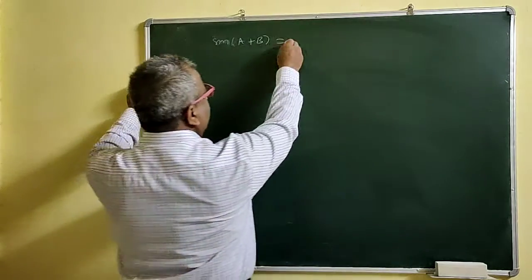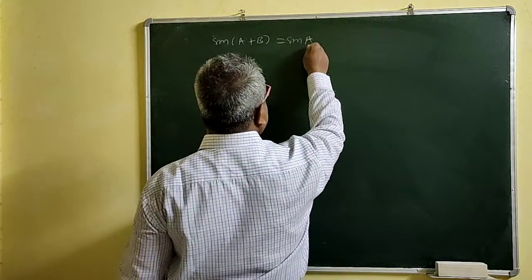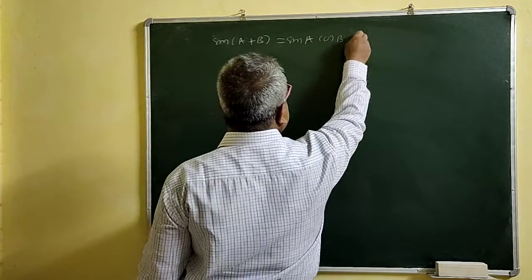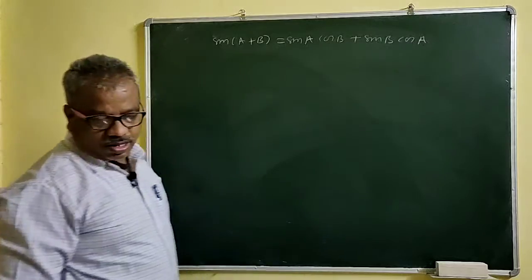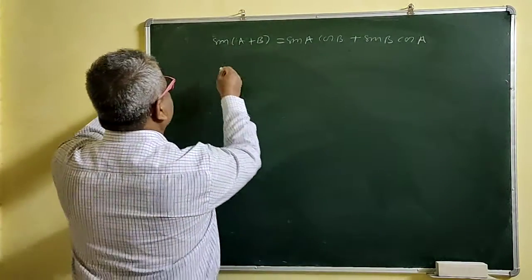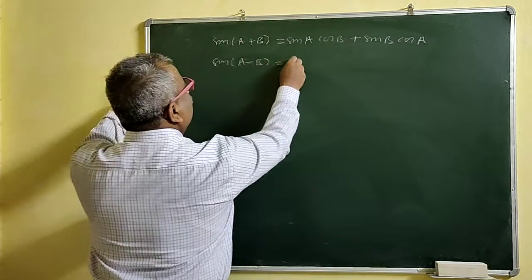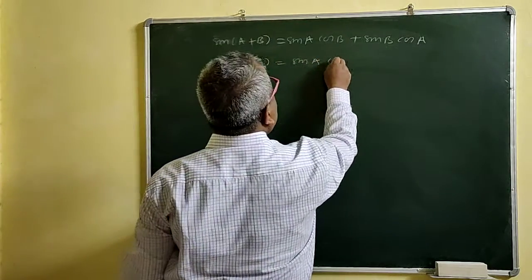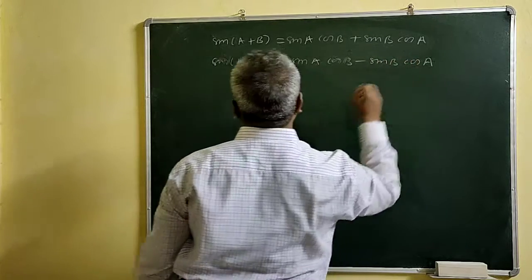So sine A plus B is what? Rewrite this formula once again. This is sine of A cos of B plus sine of B cos of A. Write all these six formulae together now. So sine of A minus B is equal to sine A cos B minus sine B cos A.